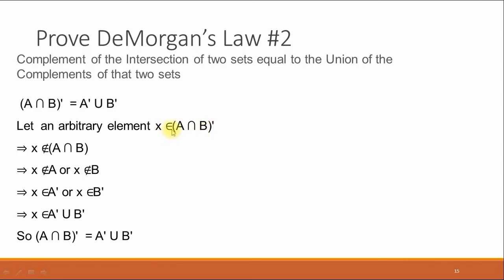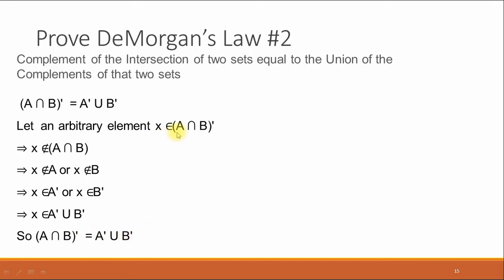Since x belongs to (A ∩ B)', we can say that x does not belong to A ∩ B. And when x does not belong to A ∩ B, then x does not belong to A or x does not belong to B. Now since x does not belong to A, then x belongs to A', and x does not belong to B means x belongs to B'. So x belongs to A' ∪ B'.